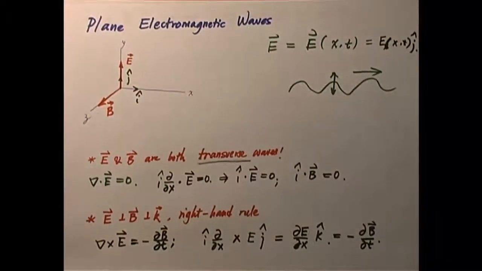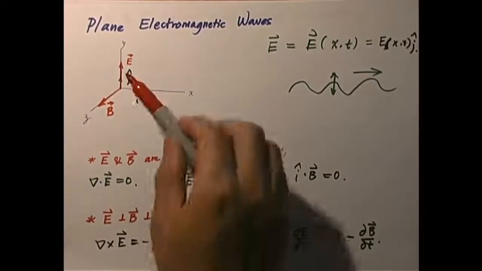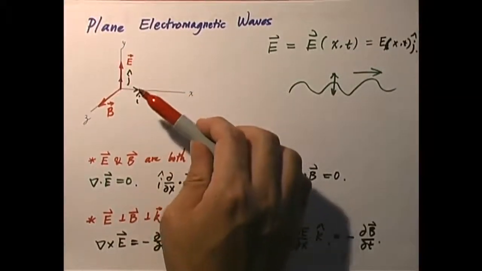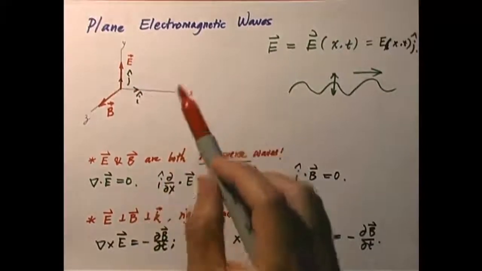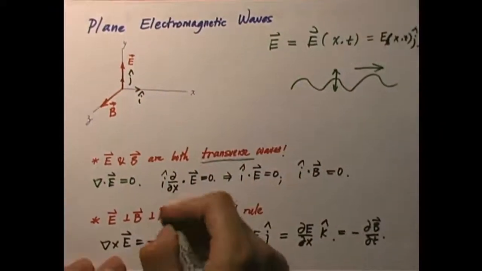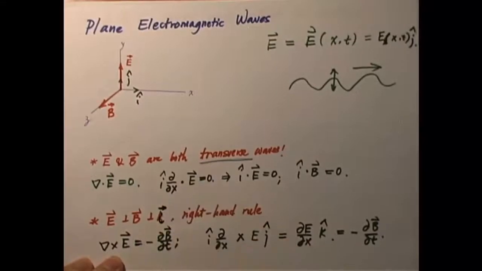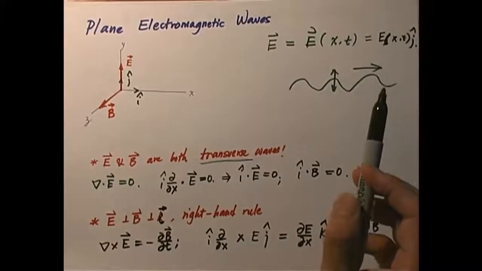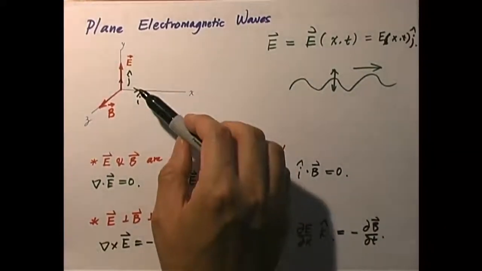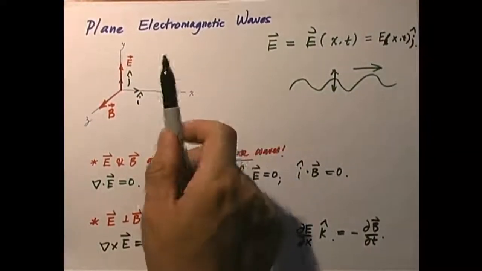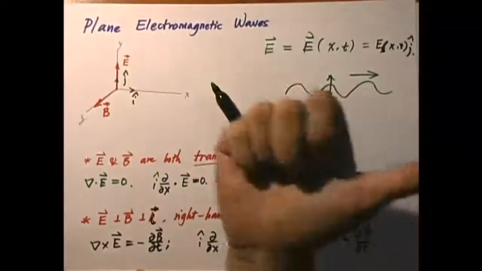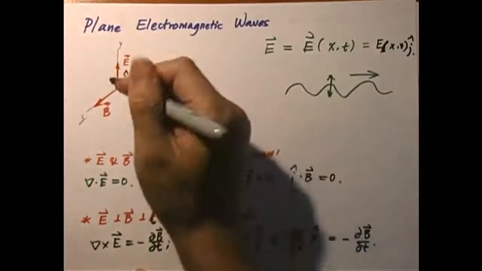Okay, so you see there are three mutually perpendicular directions, E, B, and the propagation direction. E and B are perpendicular to each other because E is in the y direction, B is in the z direction. And they are also both perpendicular to propagation direction, I, in this case. So I should write I here, the unit vector along the propagation direction.